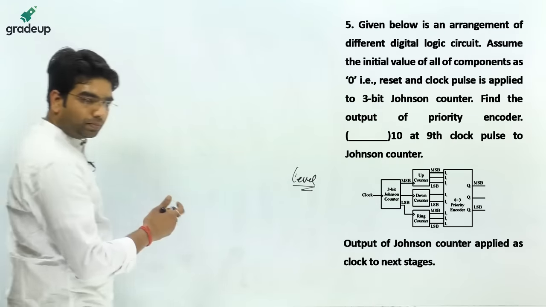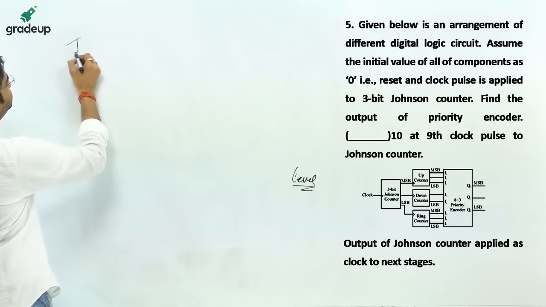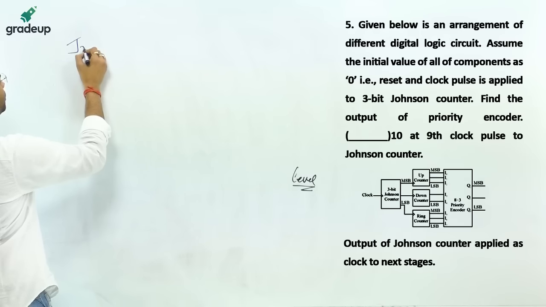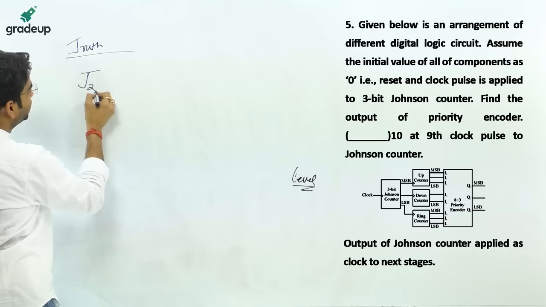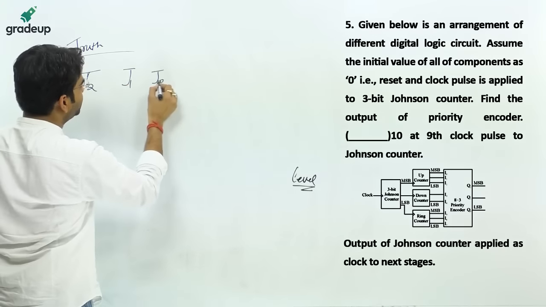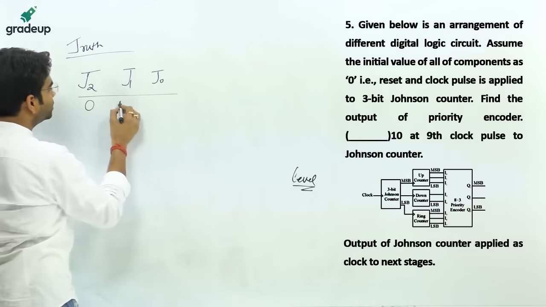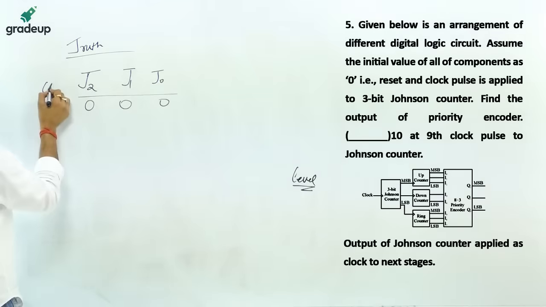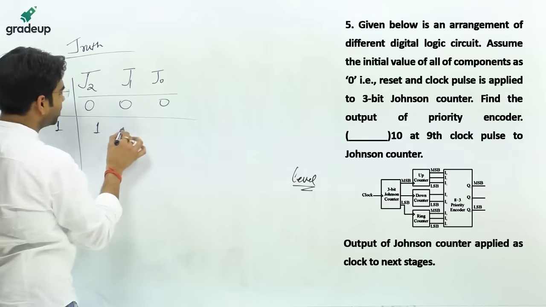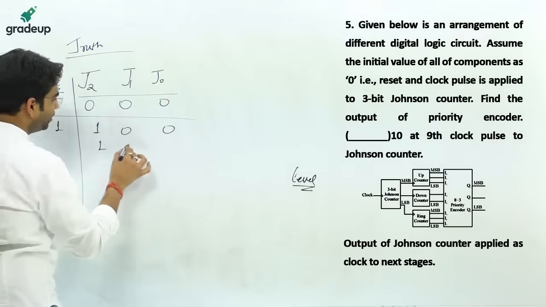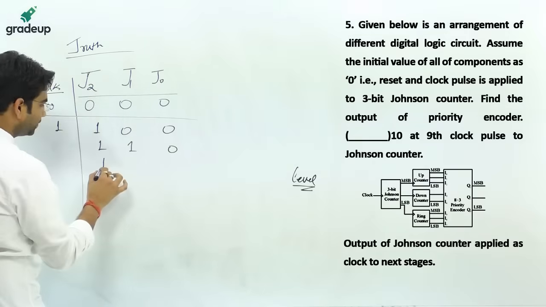So Johnson counter, what will be the truth table? Truth table will be J2 J1 J0: 0 0 0, clock is 0. Clock pulse is applied, it is a walking counter, so the one will act like it is walking.